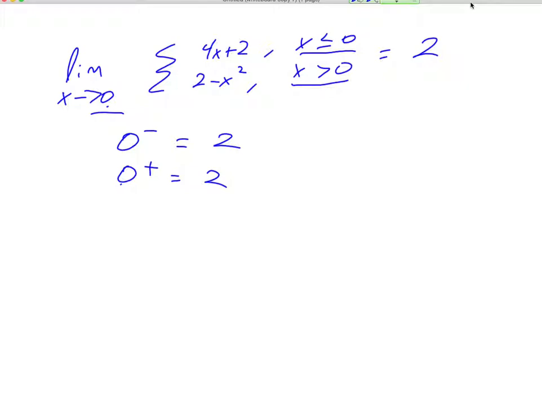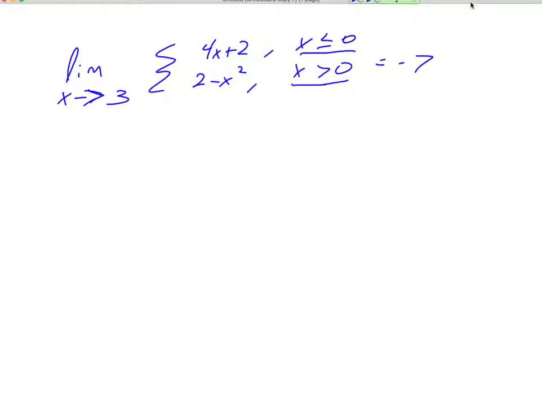Now, sometimes, just to make sure you're paying attention, they might say, what's my limit as I approach 3? Okay, what's my limit as I approach 3? What would I do then? Very good. I would plug 3 into the function that is greater than 0, because 3 is greater than 0. So I plug 3 in, and I would get 2 minus 9, which means it would give me a limit of -7. So I really only have to check the left and the right if I'm going where?